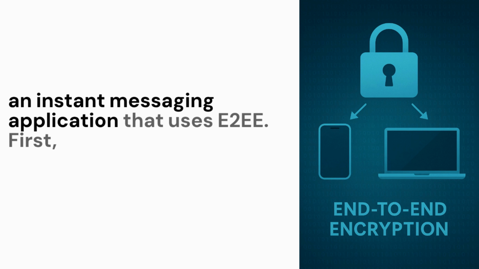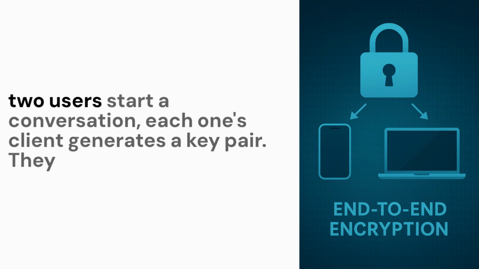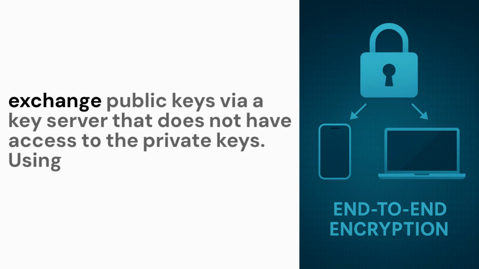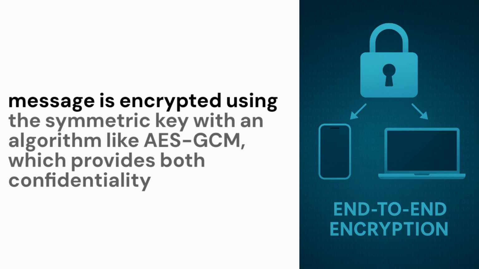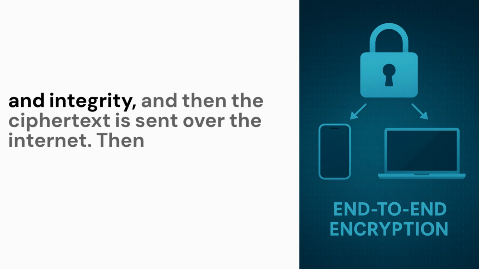Consider an instant messaging application that uses E2EE. First, the key exchange. When two users start a conversation, each one's client generates a key pair. They exchange public keys via a key server that does not have access to the private keys. Using these public keys, they perform a Diffie-Hellman key exchange to derive a shared symmetric key. Each message is encrypted using the symmetric key with an algorithm like AES-GCM, which provides both confidentiality and integrity, and then the ciphertext is sent over the internet.